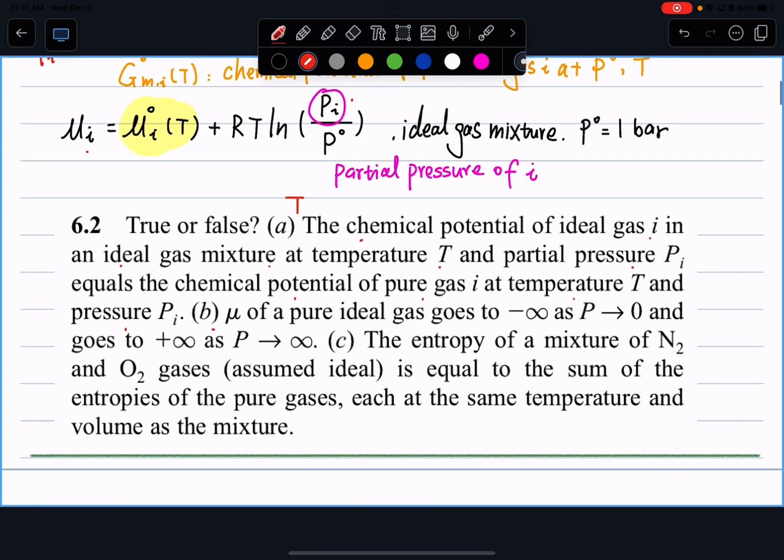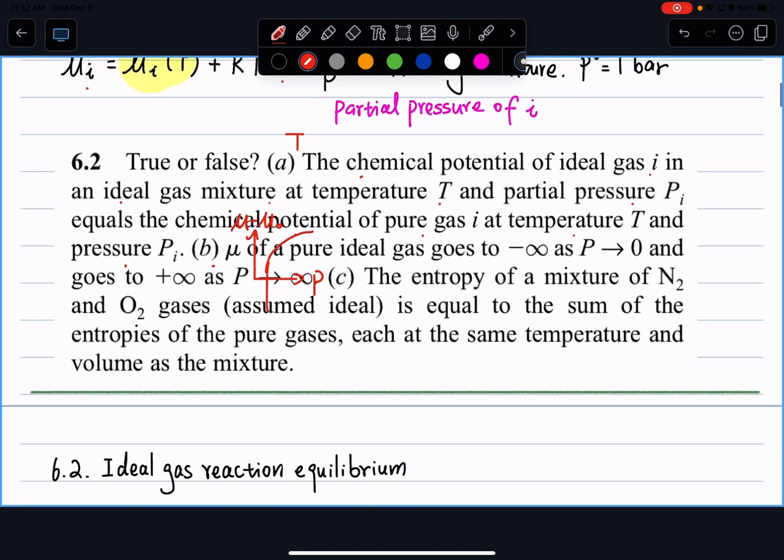Next up, we have mu of a pure gas goes to negative infinity as P goes to infinity, and chemical potential goes to infinity as P goes to infinity. This is what you see on your midterm 2 exam, yes. And the idea behind it is we have this curve, right? On the y-axis, you have mu minus mu naught. On the x-axis, you have pressure, and it's a logarithm function, right? So it's basically just going all the way up.